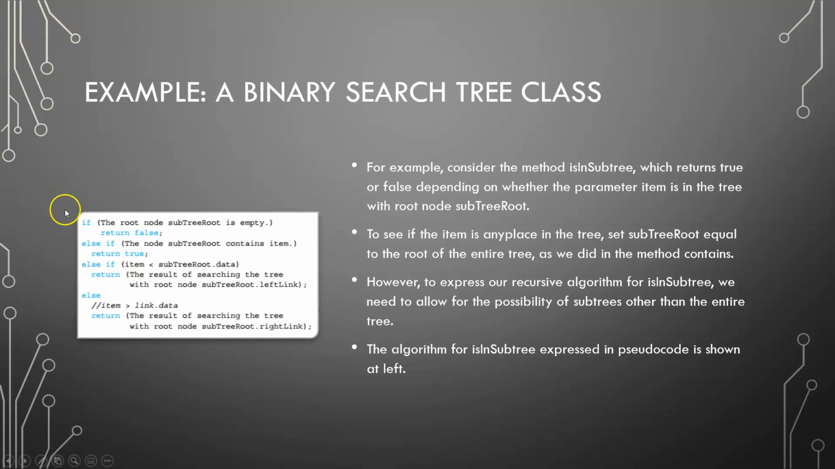So we have here: if the root is empty, we're going to return false. Otherwise, if it contains the item, return true. Otherwise, if the item is less than the data, the result is going to have to be obviously in the left link. Otherwise, if it's not, it has to be within the right link. So this is how we branch between these two subtrees.